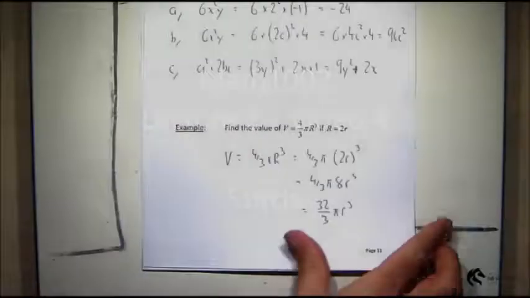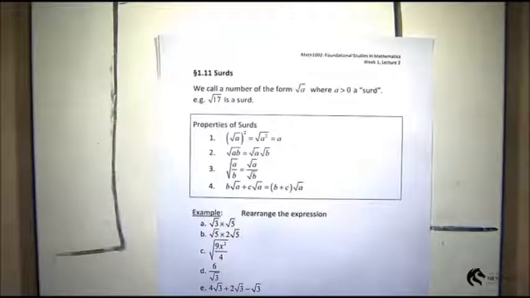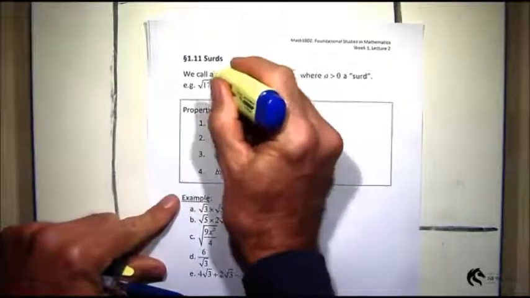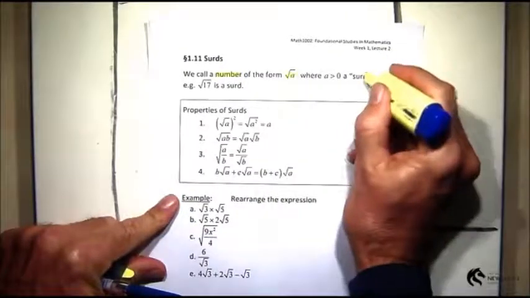And our final bit of algebra techniques that I want to remind you of is the idea of a surd. So we call a number that is the square root of a, we call that a surd.